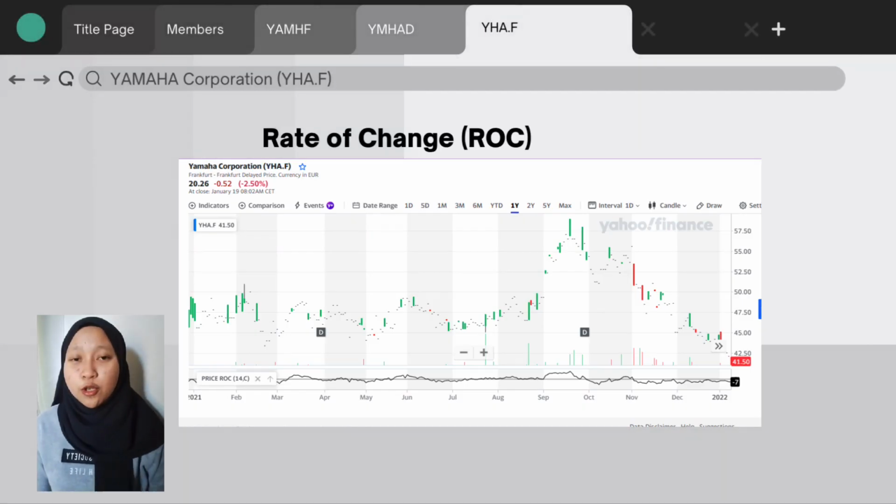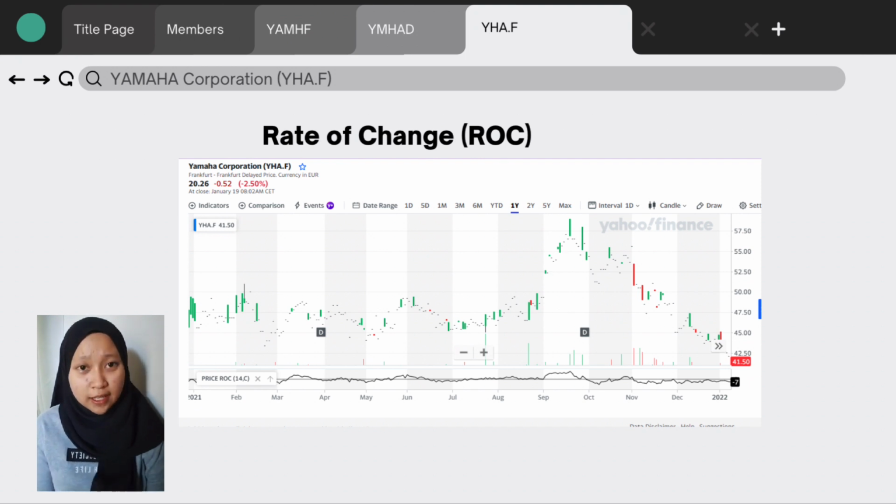It is important to note that the ROC is a lagging indicator, meaning it is based on past price movement. While it can give an idea of the historical momentum of a stock, it does not predict future movement. Traders and investors often use the ROC in conjunction with other indicators and analysis methods to make better decisions.